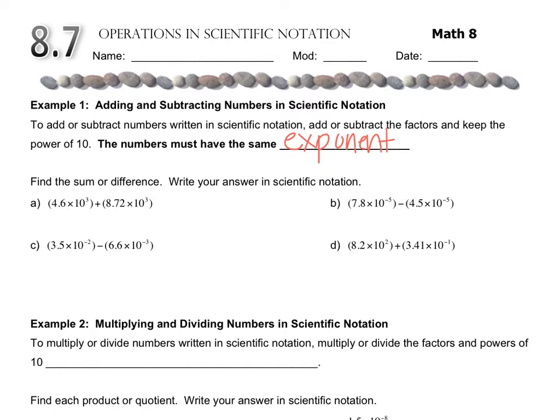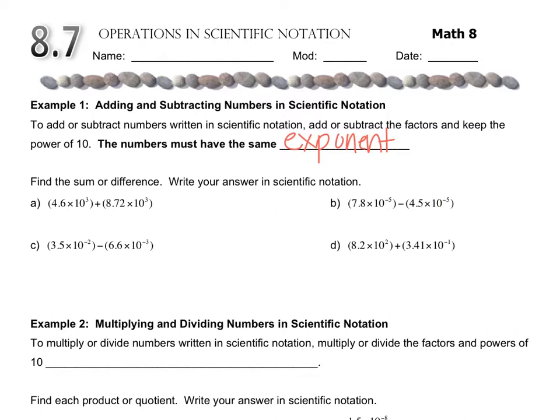So if you look at the first two examples, letters A and B, you see they have the same power of 10. These are both 10 to the third. These are both 10 to the negative fifth. So the way that you do it is just simply you add or subtract the numbers based on whatever the question wants, and then you keep the power of 10. When we look at letters C and D where they have different exponents, then that's where we're going to do a little extra work first.